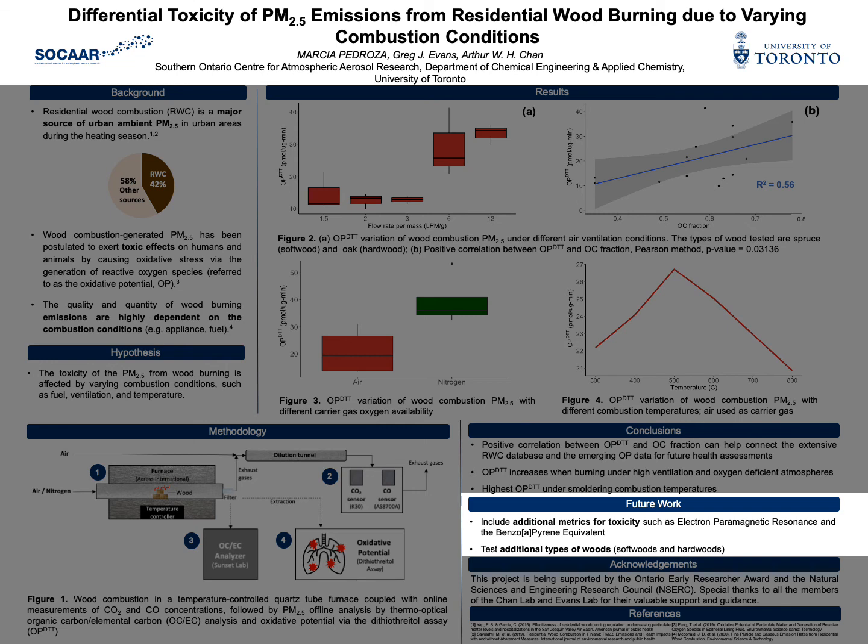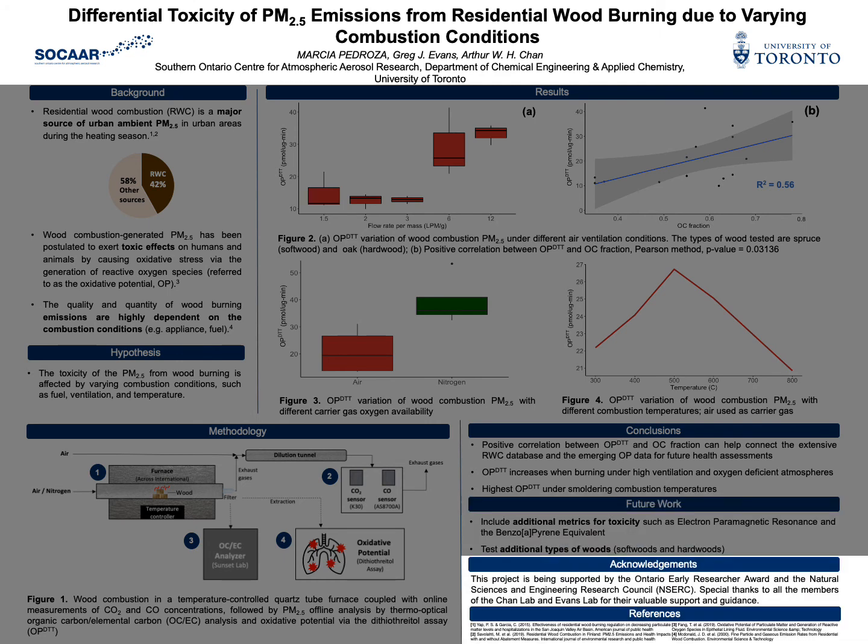We would also like to test additional types of wood. Currently, we have tested one species of softwood, which is spruce, and one species of hardwood, which is oak. So what we're trying to do is to see if there are some other generalizations that can be made from the results between these two types of woods, which are softwoods and hardwoods.